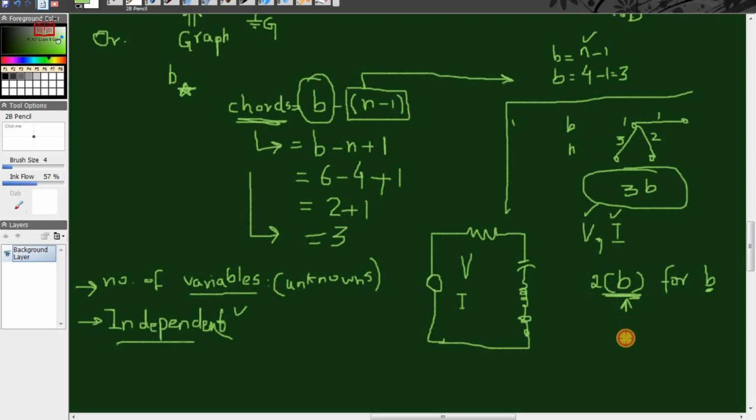Got it? In my case, I have 1 2 3, 3 branches, and I put the value of 3 here, 3 times 2 is 6. We need to calculate 6 parameters for 3 branches: the voltage and current for the first branch, voltage and current for the second branch, and the voltage and the current for the third branch. So we need double parameter calculations for each branch.